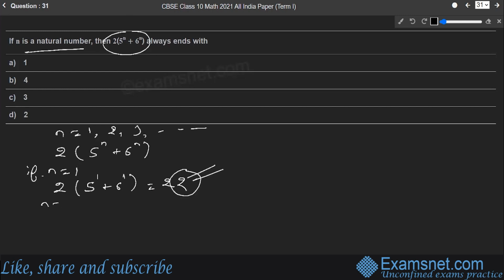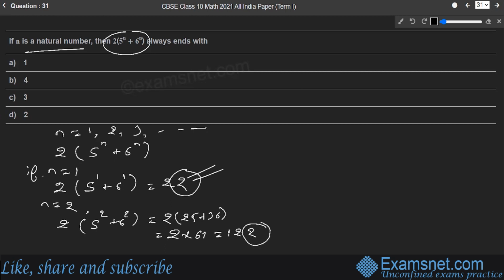Let us have n equal to 2. If n equal to 2, it becomes 2 into 5 square plus 6 square. That is nothing but twice of 25 plus 36, that is twice of 61. That is 122, so it again ends with 2. So we can verify like that, that whenever n is a natural number, the result always ends in 2 only. That is option D, the right answer.